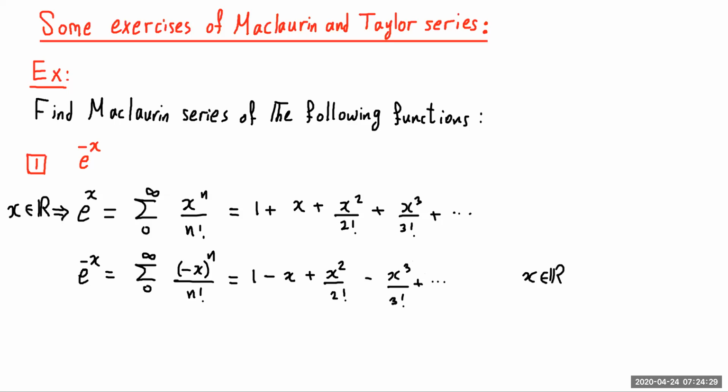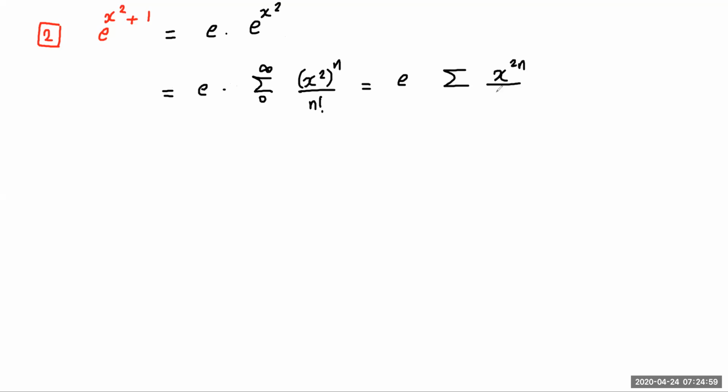The next exercise, find the Maclaurin series, which means about 0. So let's write this as e power 1 times e power x power 2. Then this is e times sigma x power 2 power n over n factorial from 0 to infinity. So this is e outside, sigma x power 2n over n factorial from 0 to infinity.